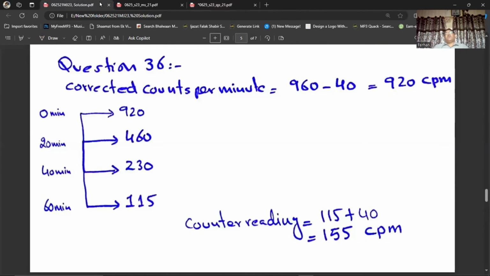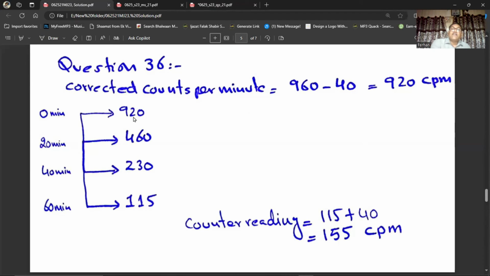So the reading is 960. From there, you subtract 40, so you get 920 as the reading from the sample. We have subtracted the background. So in 1 hour, there will be 3 half-lives because each half-life is 20 minutes.